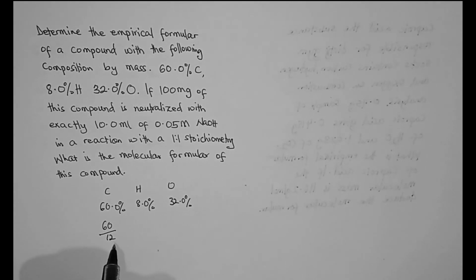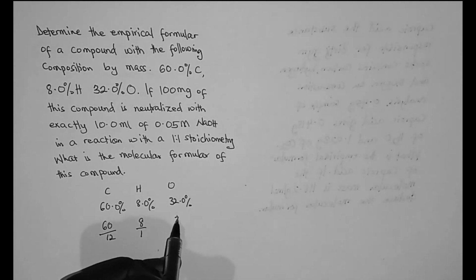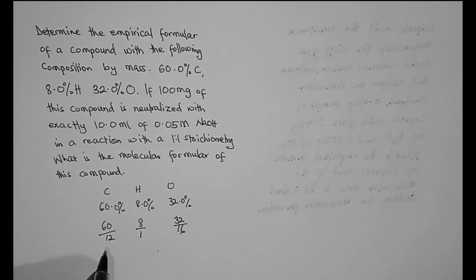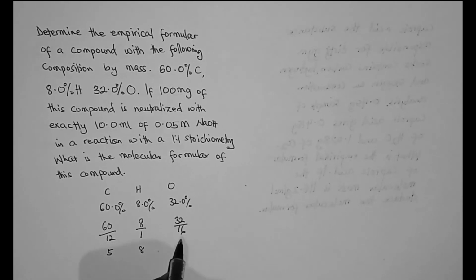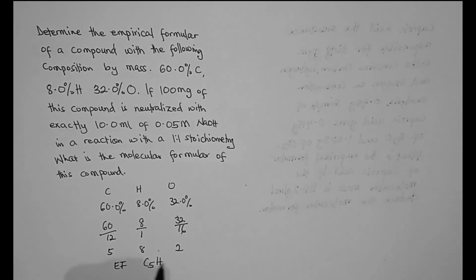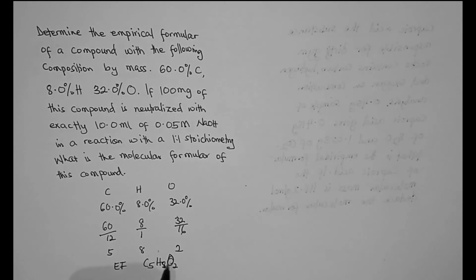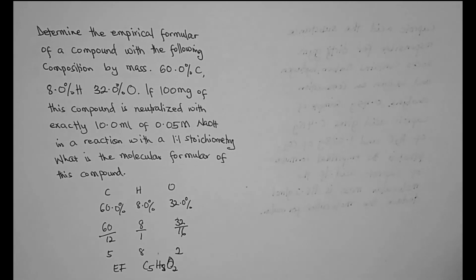So 60 divided by 12 for carbon, 8 divided by 1 for hydrogen, and 32 divided by 16 for oxygen. 60 divided by 12 is 5. 8 divided by 1 is 8, and 32 divided by 16 is 2. So this implies that the empirical formula for the compound is C5H8O2. So this is the empirical formula for the compound.